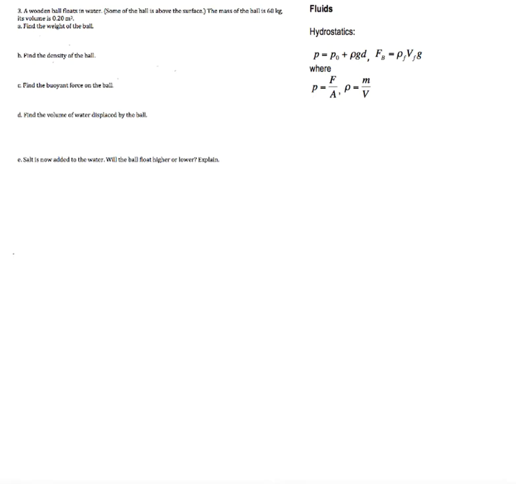A wooden ball floats in water. Some of the ball is above the surface. The mass of the ball is 60 kilograms. Its volume is 0.2 meters cubed. So let's draw a little picture of the ball so we can get an idea of what we're working with.